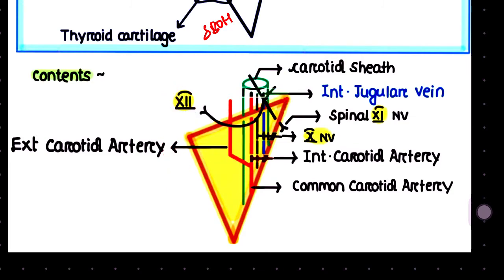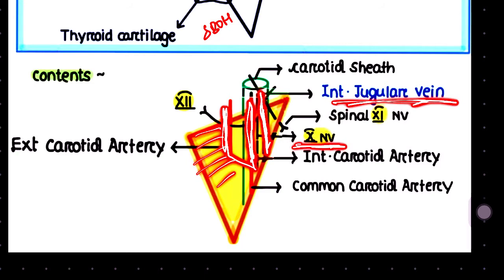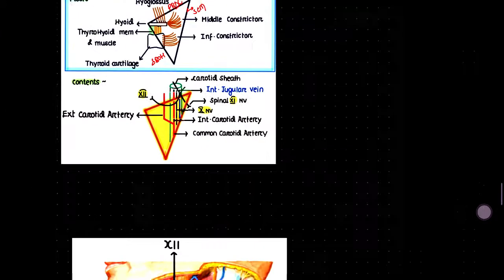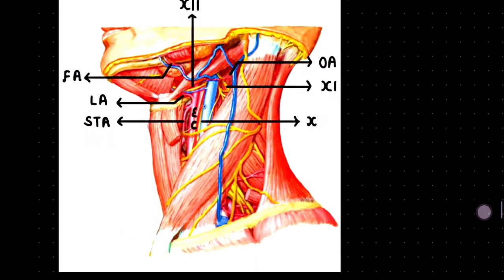So we talked about the common carotid artery, and the external carotid artery with its several branches. We talked about the internal carotid artery, and parallel to it the internal jugular vein. Between them we had the 10th cranial nerve, the vagus. While talking about nerves, we talked about the spinal accessory nerve and the hypoglossal nerve. So this was about the contents of the carotid triangle.